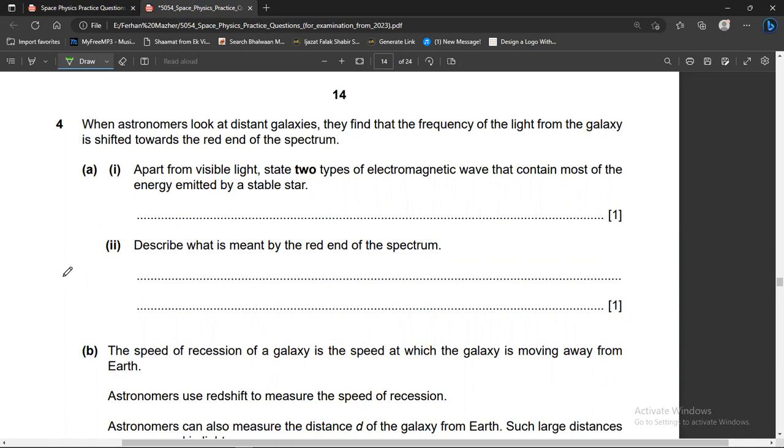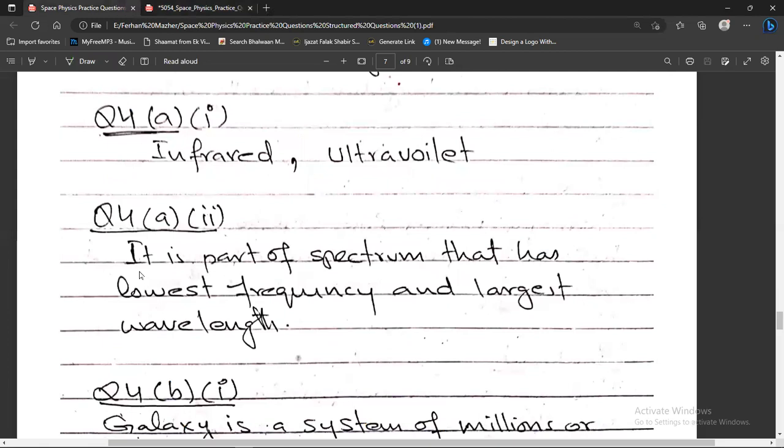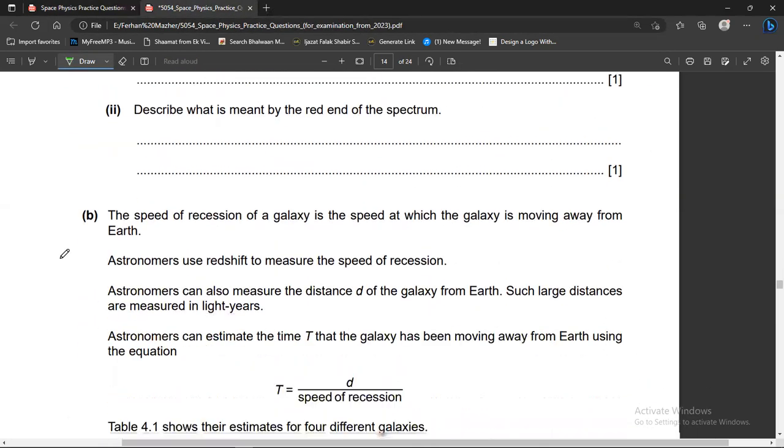Question number 4a, second part: describe what is meant by the red end of the spectrum. The red end of the spectrum is that part of the spectrum where the electromagnetic waves, or radiations, or you can say light, have very low frequency, and the wavelength of those waves is very large. It is the part of the spectrum that has the lowest frequency and largest wavelength.